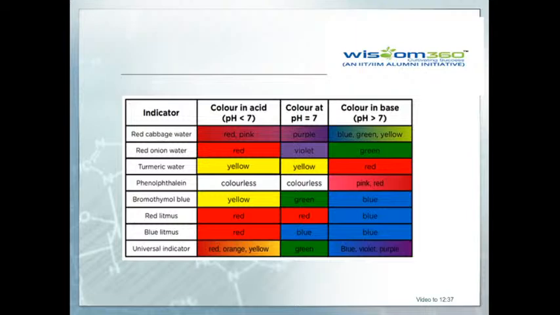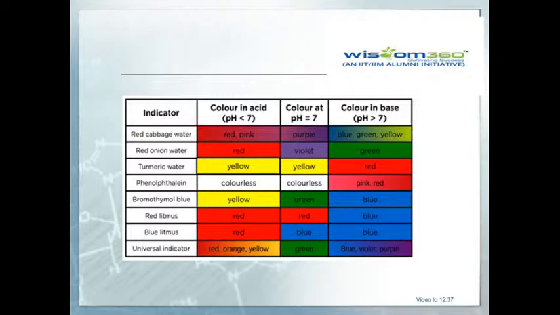So what about bromothymol blue? It is yellow in the acidic solution, or pH less than 7, and it will be green in color in the presence of a neutral solution, or you can say if pH equal to 7, right? And if pH is more than 7, it will show its color, that is blue color.